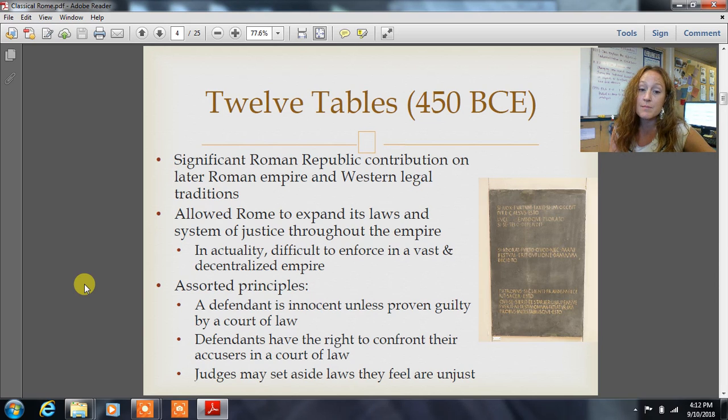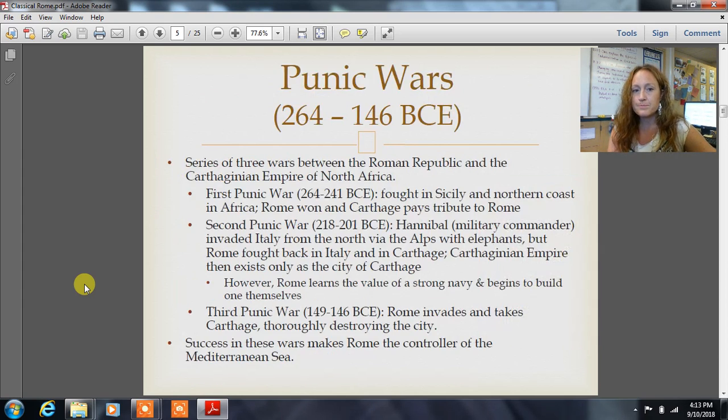Some key principles of the 12 Tables: a defendant is innocent unless proven guilty by a court of law. That should sound familiar. Defendants have the right to confront their accusers in a court of law, and judges may set aside laws they feel are unjust. That last bullet point is where things get a little sketchy, and that's what I was referring to: judges did have the freedom to interpret the 12 Tables as they wished. So the laws weren't as consistently applied across the empire as we may typically see, say, with United States constitutional law being implemented.